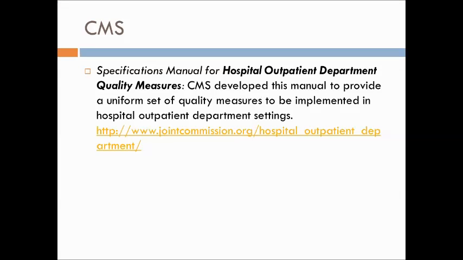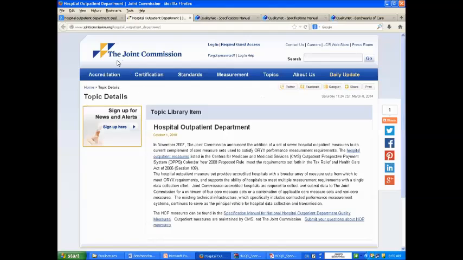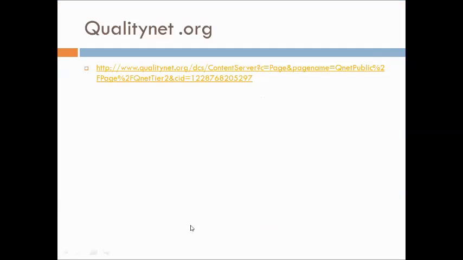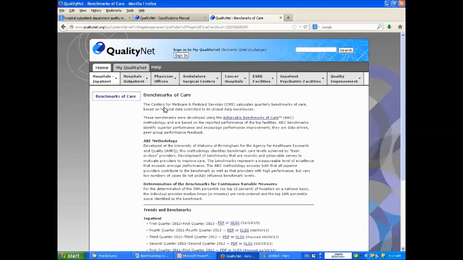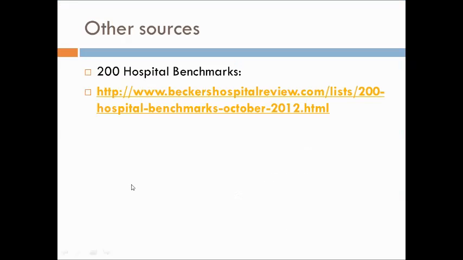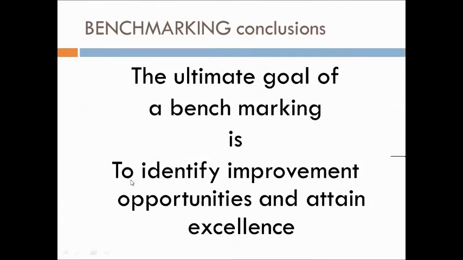For hospital outpatient departments, there are quality measures. Also in the Joint Commission, you will find a specific manual for the National Hospital Outpatient Department quality measures, which you can download, along with other resources like QualityNet.org. In QualityNet.org, you can also find a PDF and an Excel sheet for the measures. Another resource is the 200 hospital benchmarks. If you click, you can find other measures.